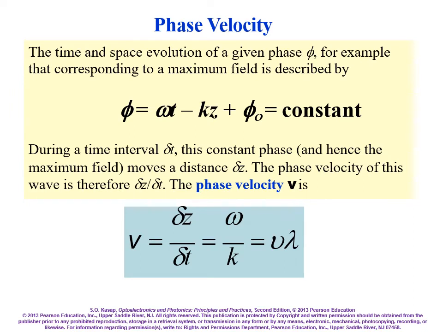Phase velocity. The time and space evolution of a given phase φ, for example, one that corresponds to the maximum field, is described by φ = ωt − kz + φ0 = constant. This is the maximum field that is to be described. During a small time interval of Δt, this constant phase, and hence the maximum field, moves a distance Δz. The phase velocity of the wave is therefore Δz divided by Δt. The phase velocity v can be said to be ω/k, which equals ν times λ.